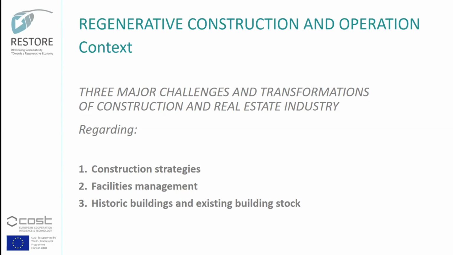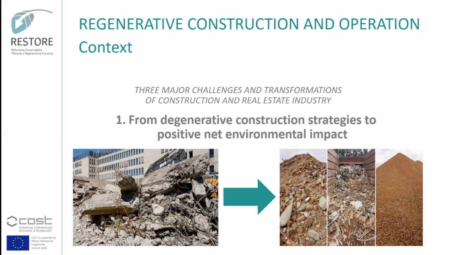So there are three major challenges in the transformation of the construction and real estate industries, regarding construction strategies, facilities management, and historic buildings and existing building stock. Currently, the construction sector is one of the industries generating the greatest environmental impact, including carbon emissions that impact climate change. Thus, the shift to regenerative construction strategies with positive net environmental impact is urgent. Using regenerative materials and technologies encourages all the stakeholders of the construction sector to move further, shifting from implementing regenerative or less bad strategies to strategies that could reach net zero carbon emissions and even provide positive net environmental impact.